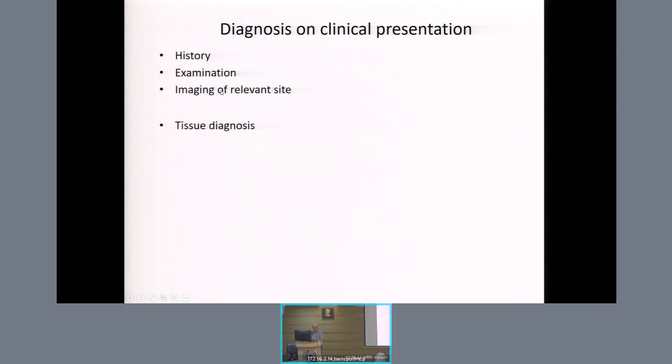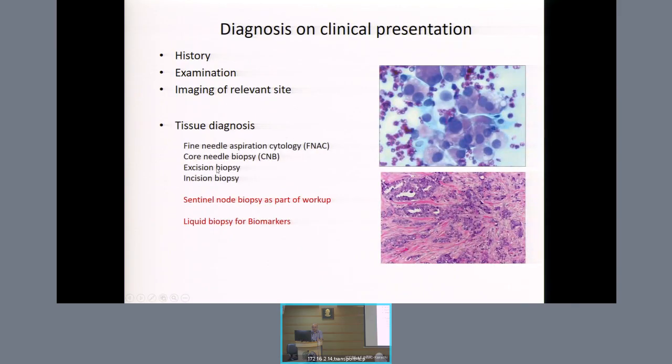So after history, examination and imaging of the relevant site, we need tissue diagnosis, which should be confirmatory. There are different types. One is fine needle aspiration cytology, FNA, as it is commonly called. What do we do? We just take a syringe, insert the needle into the tumor. That can be done only for those tumors which are accessible. And we just take the cells, put them on the slide, and examine under the microscope. It will tell you only whether it is malignant or not. It will not give any other information because there is no architecture preserved.